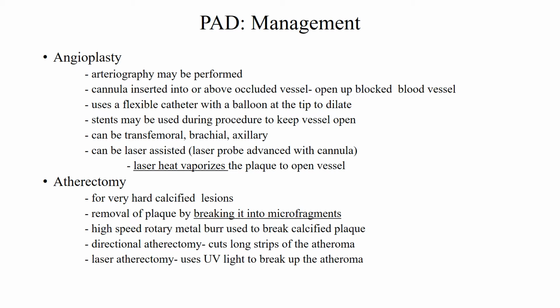Again, what they do is use a flexible plastic tube or catheter with a balloon at the tip, and it inflates the blood vessel or artery so that normal blood flow is restored. Another procedure is atherectomy. It is used for very hard or calcified lesions. It removes the plaque by breaking it into microfragments. What they use is a high-speed rotary metal burr. It grinds to break up the very calcified plaque.